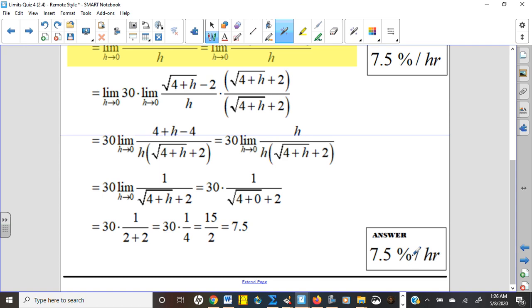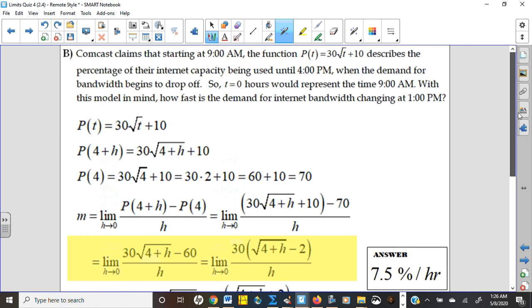Remember, this was an application problem, so you got to use units. A couple of people lost one of the bonus points because they forgot the units. But at 1 o'clock exactly, the Comcast internet capacity is increasing at exactly 7.5% per hour at that point in time. Some definitely number of people picking up some bonus points, so nice algebra, nice work on that.